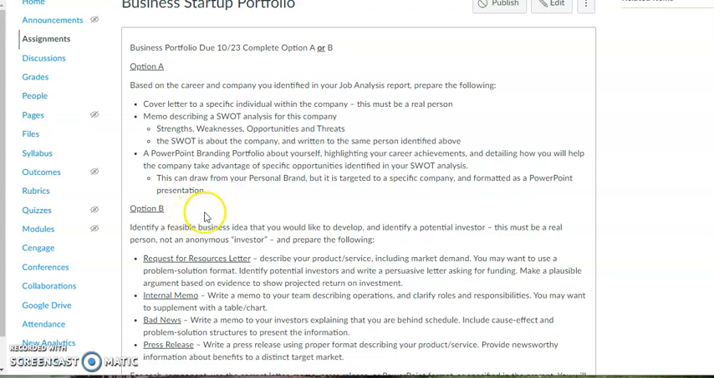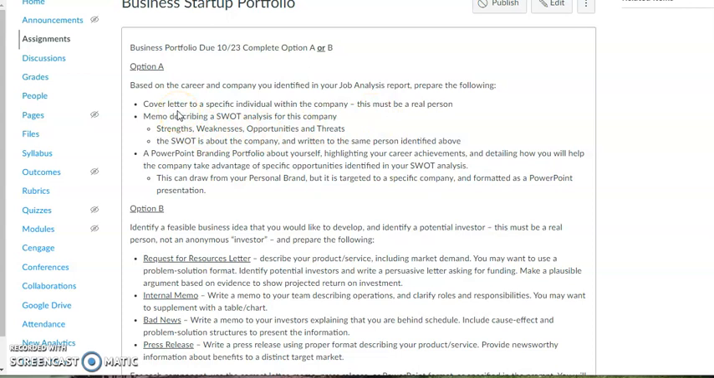Option A is essentially a continuation of the job analysis and the resume that you created in our last unit. I'm assuming for option A that you're going to be working for somebody else. In that previous unit, the job analysis unit, you identified a company and a job. And now I want you to identify a specific individual within that same company, make sure it's a real person, and you're going to write a cover letter directly to that person.